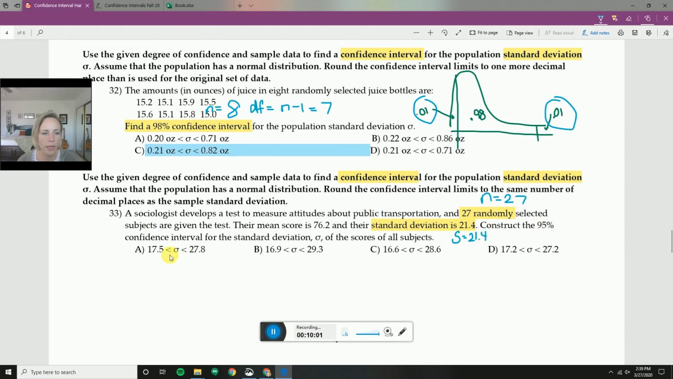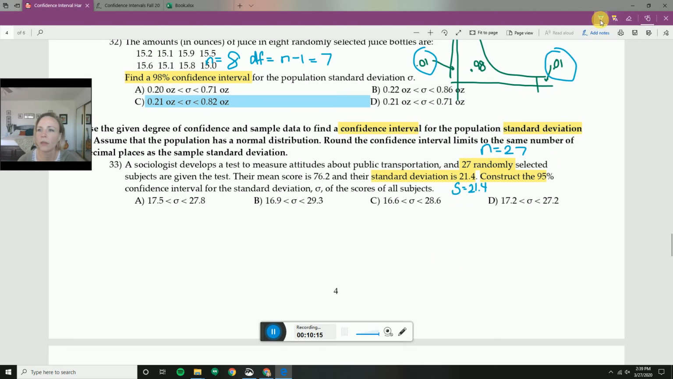Finally, construct the 95% confidence interval for the standard deviation sigma of the scores of all subjects. So the confidence interval, that I will need as well. I'm going to use this when I draw the distribution. So this time, the distribution will still look like our happy whale. But now instead of 98 in the middle, we'll have 95. Oh, this is so hard to draw with a mouse. I'm so sorry. That's 95.